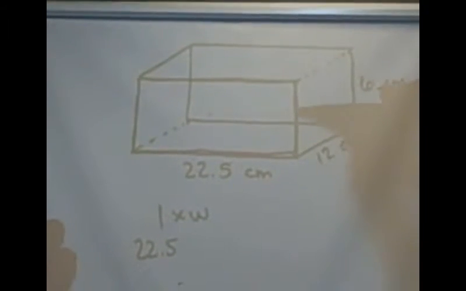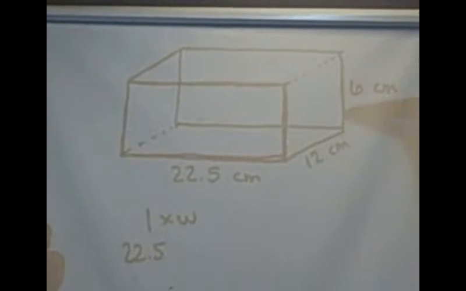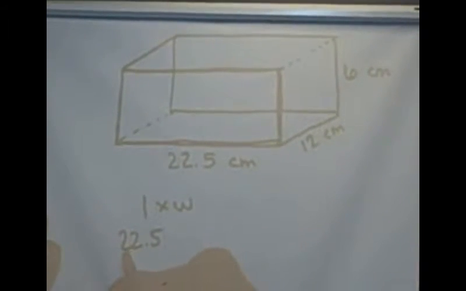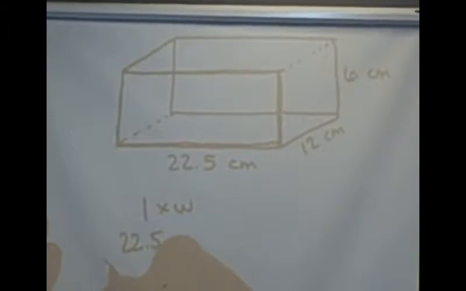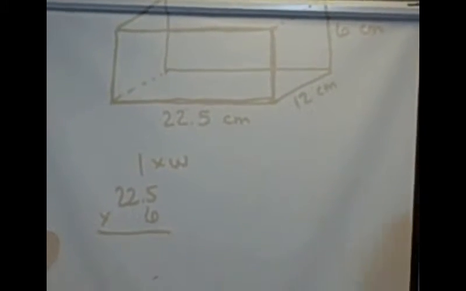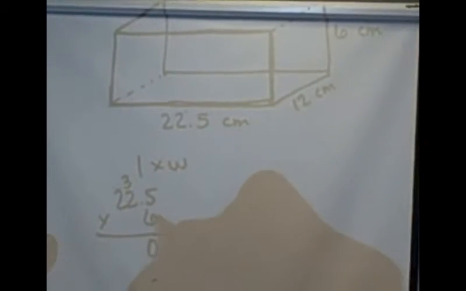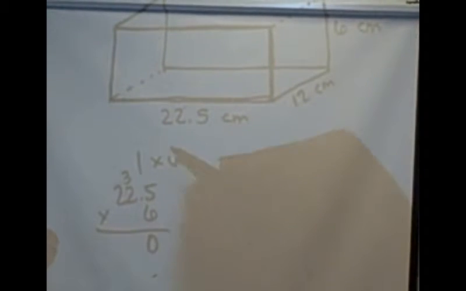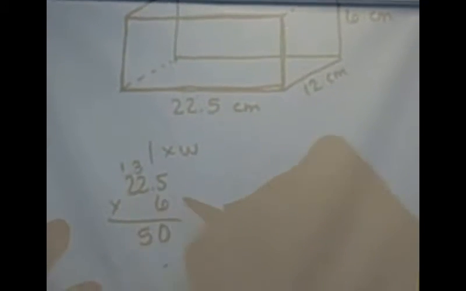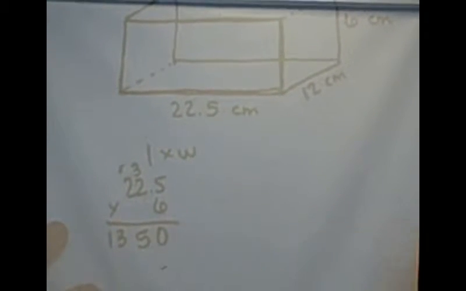The width going up here would match this side. If this is 6, this would also be 6. So we should have multiplied 22.5 times 6. All right, so let's see what you got there. 6 times 5 gives you 30. 6 times 2 is 12. 12 plus 3 is 15. 6 times 2 is 12. 12 plus this one is 13.